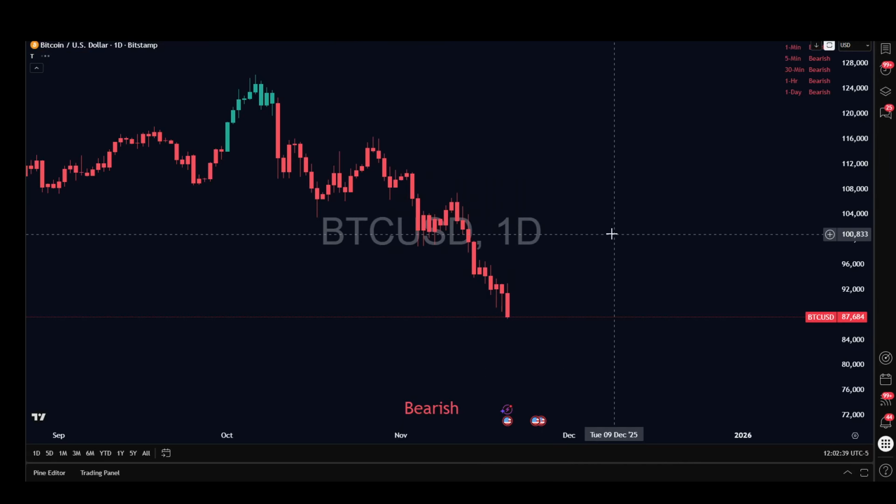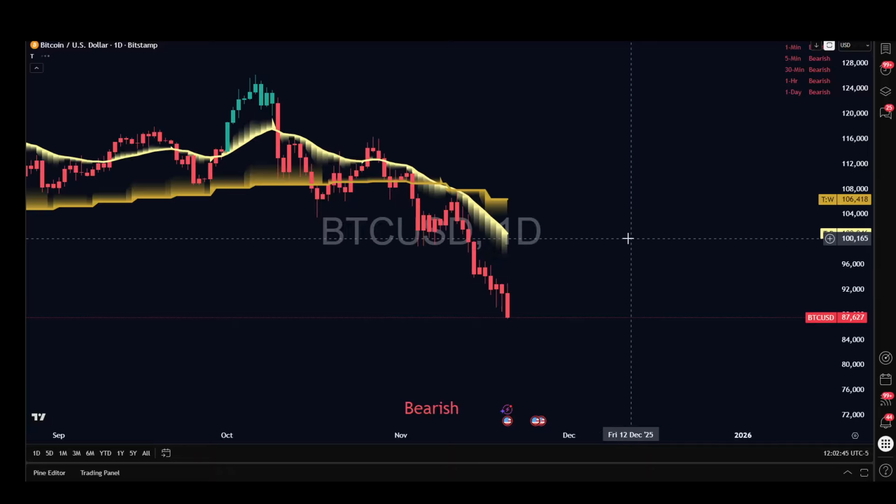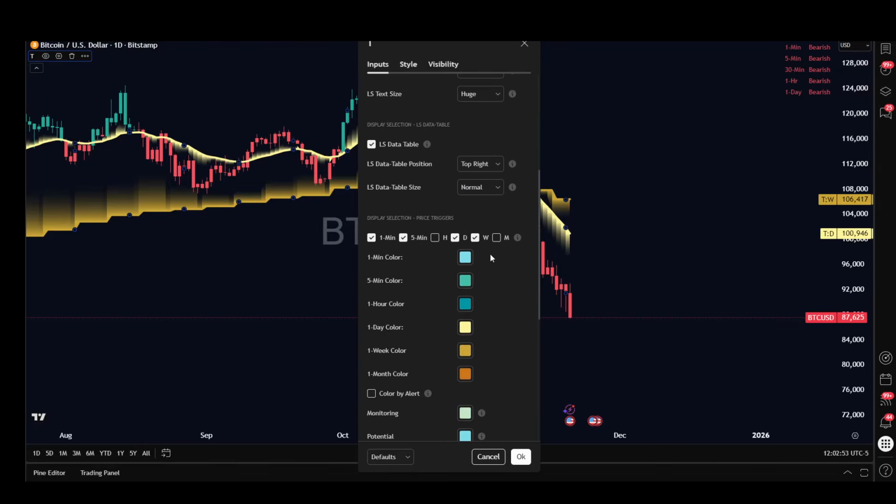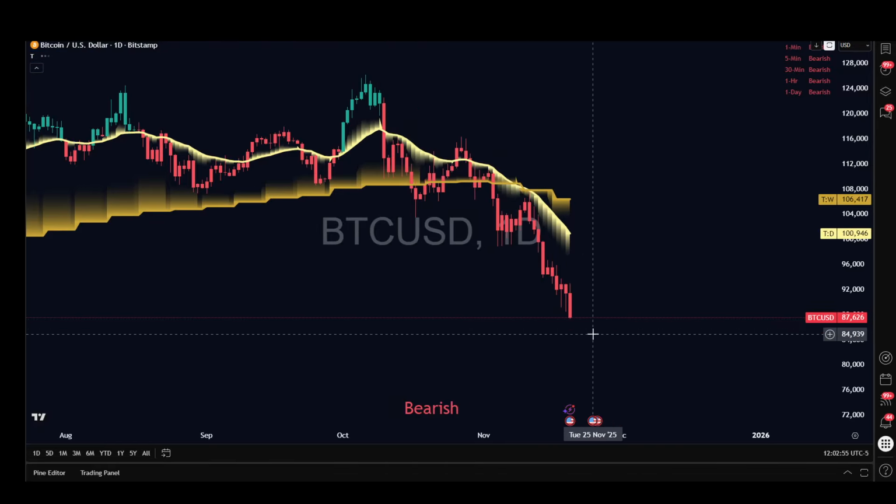you'll see how the weekly trigger was acting as an acceleration level to the downside once price broke below it. So here is the weekly trigger, and once price lost the weekly trigger with bearish liquidity, we can see that it sold hard and fast down to the next trigger, which is the monthly trigger that will appear here soon.